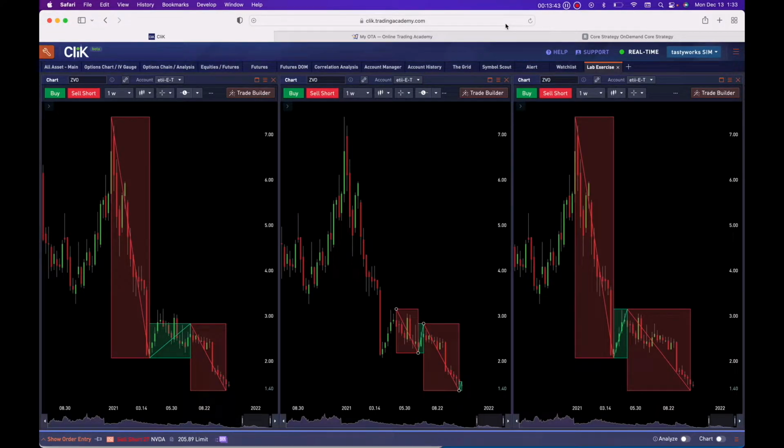Okay, so for this portion of the exercise, as you can see, I have ticker ZVO. We are still on a weekly time frame, and obviously you have 3 charts in front of you.